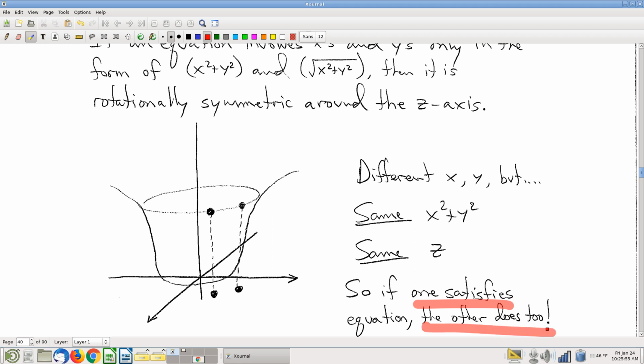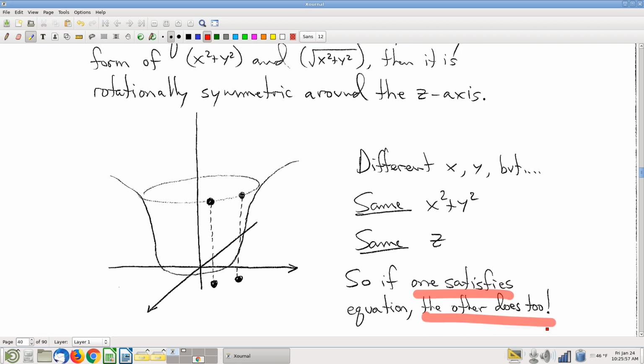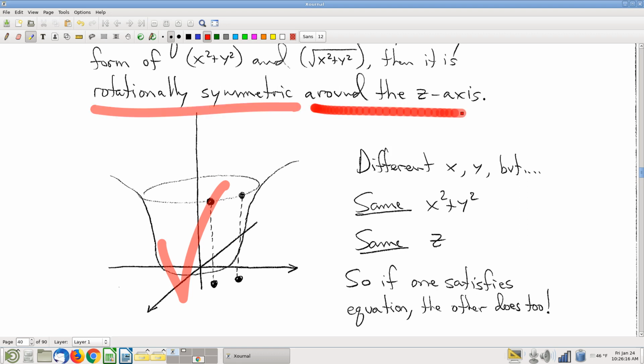And so what's going to happen then is if any one of these points satisfies the equation, the other one does too. And geometrically what that means is that if this point is on the surface, then that point is also on the surface. Or said differently, if this point is not on the surface, then that point is not on the surface. And unavoidably, the conclusion then is that this surface is going to be rotationally symmetric around the z-axis.